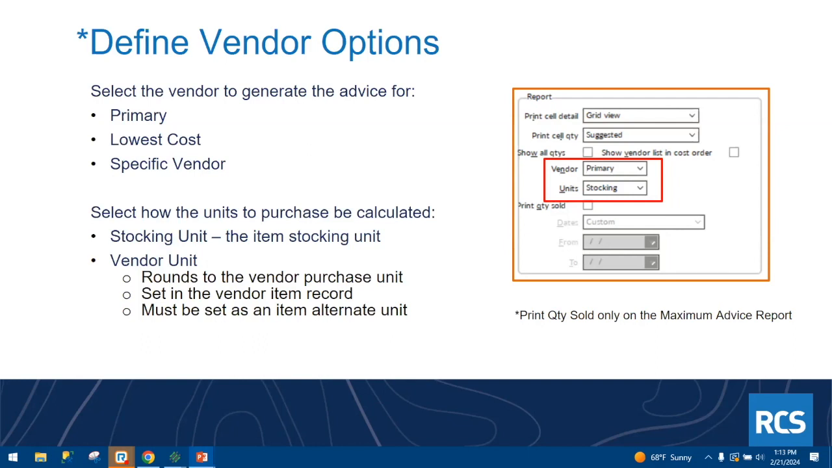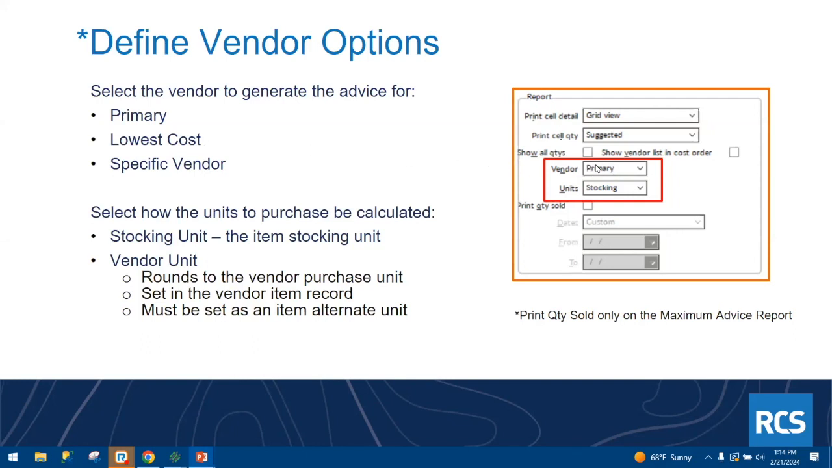So I can say, for example, I want to order all of the clothing items from any vendor. In that case, I would say a specific vendor, and then I would define the specific vendor. Or I can say, I want to run a purchase advice for clothing and just show me the primary vendor, where they would come from. Or I want to run a purchase advice for clothing, and I want you to tell me who the lowest cost vendor is if you have multiple vendors for a particular product.